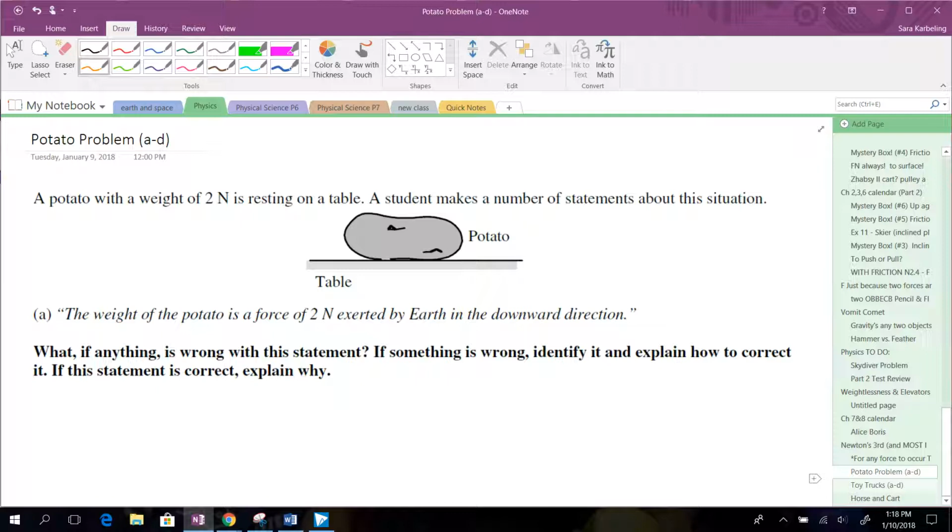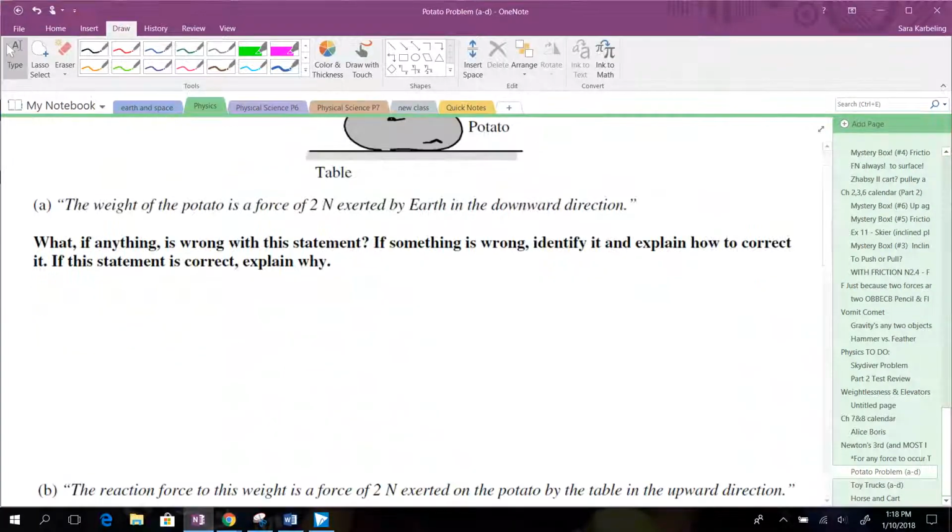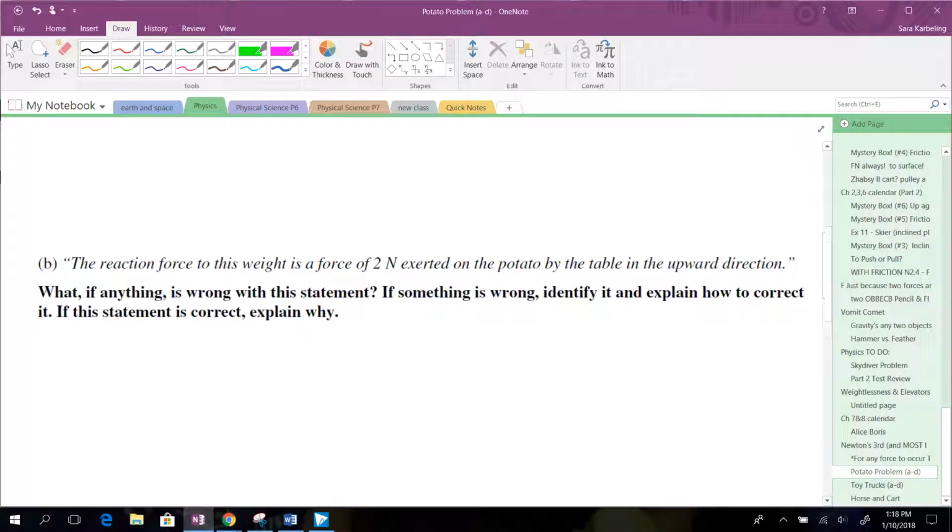I'm going to move to B. If you're not quite done with A, I'll come back to it. Is that fair? Because sometimes it just takes a little while to get your brain in all of this.